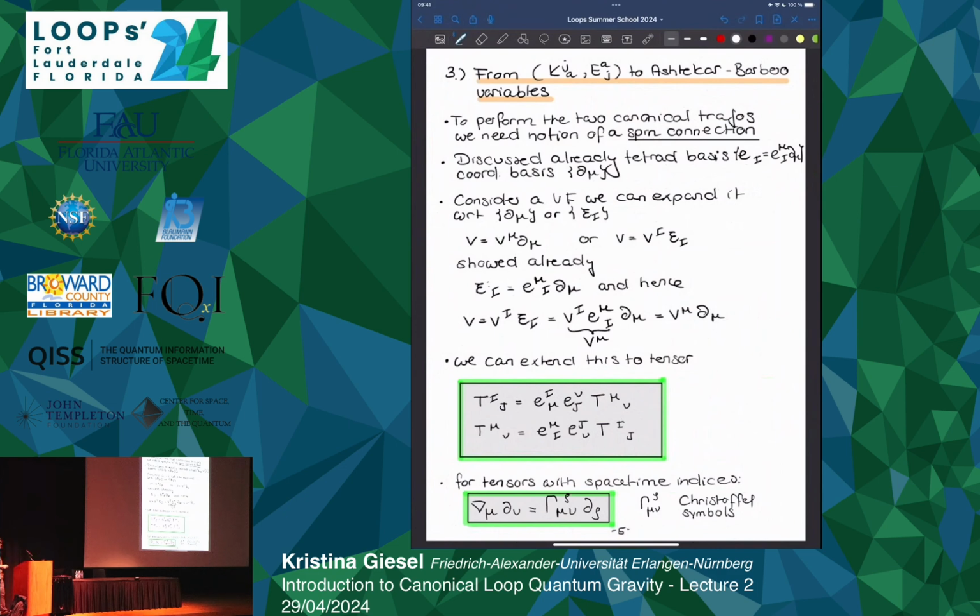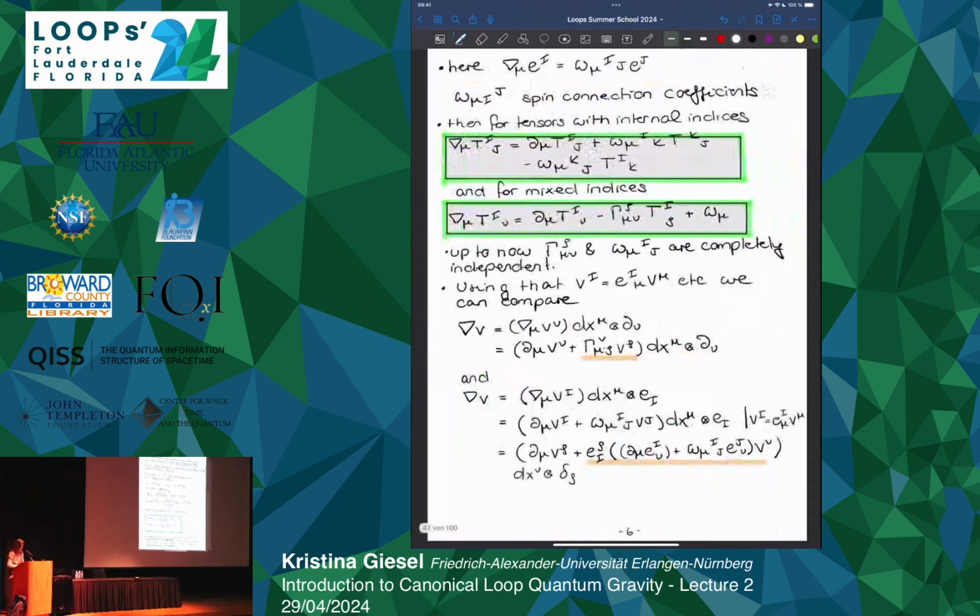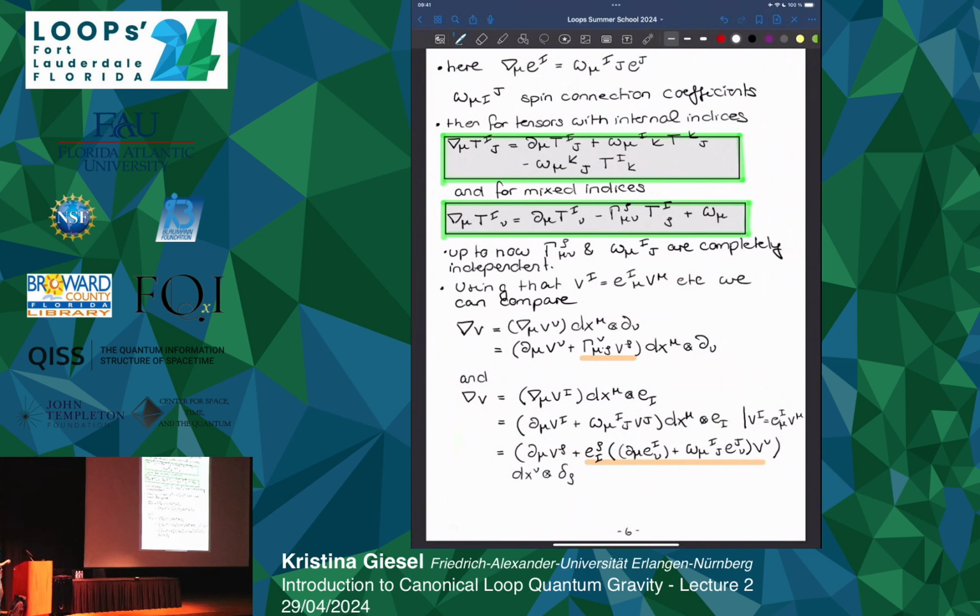Now, if we consider a covariant derivative acting on our coordinate basis, we get connection coefficients, which I called gamma here. These are, for GR, the usual Christoffel symbols. So if we apply nabla_mu to d_nu, we get a linear combination of d_rho, and this linear combination is exactly described by the Christoffel symbols. Now, if we apply a covariant derivative on an object with internal indices, we also get connection coefficients, but in this case, these are the spin connection coefficients, which have one space-time index and two internal indices.